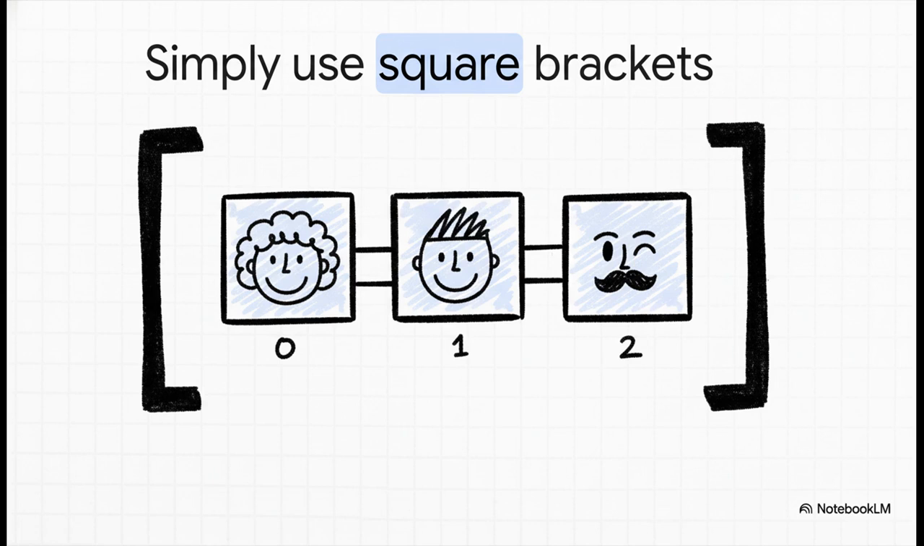And making one is about as easy as it gets. You just wrap your items in square brackets. Remember, Python starts counting from 0. So Alice is at index 0, Bob is at 1, and Charlie is at 2. And that order, it's locked in.